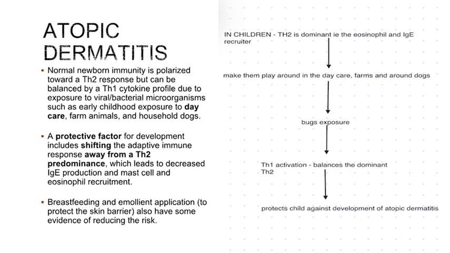And so the protective factor for development includes shifting the adaptive immune response away from a Th2 predominance, which leads to decreased IgE production and mast cell and eosinophil recruitment. Breastfeeding and emollient application, to protect the skin barrier, also have some evidence of reducing the risk.